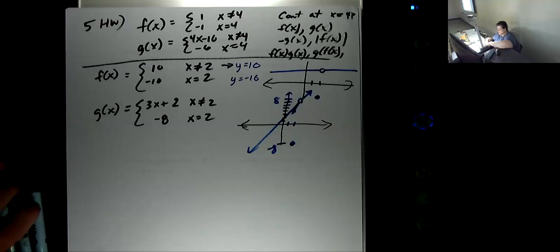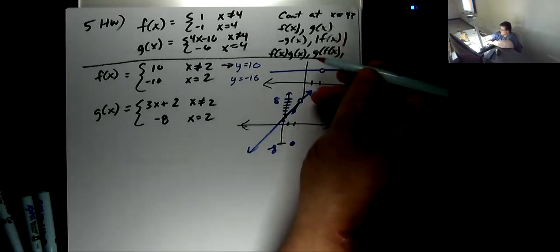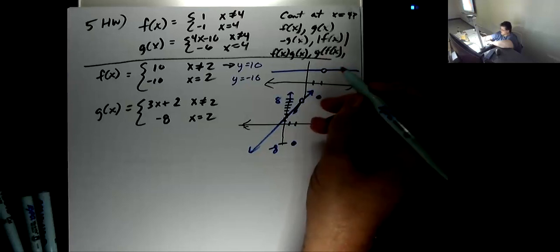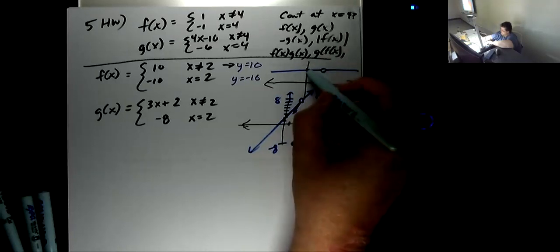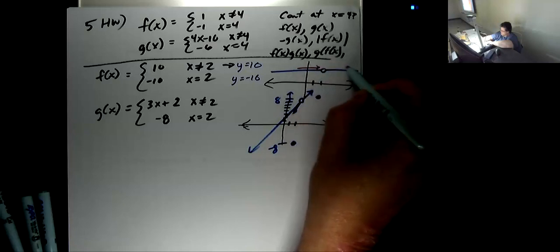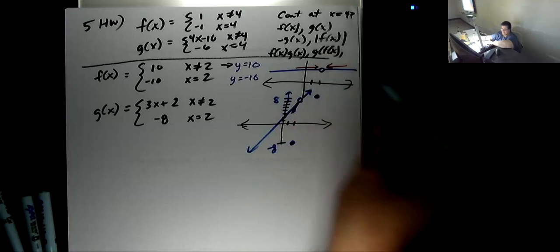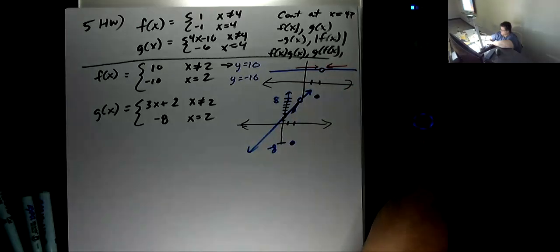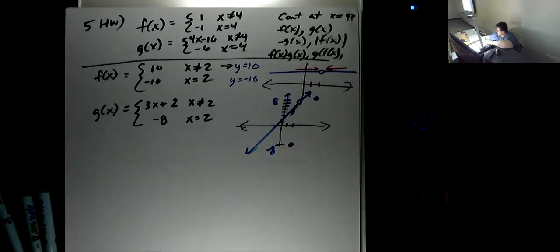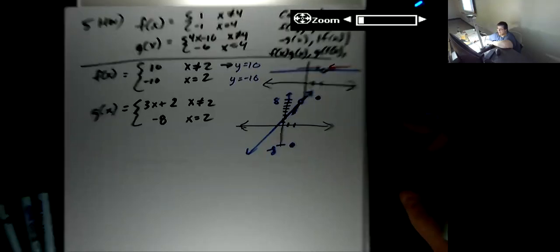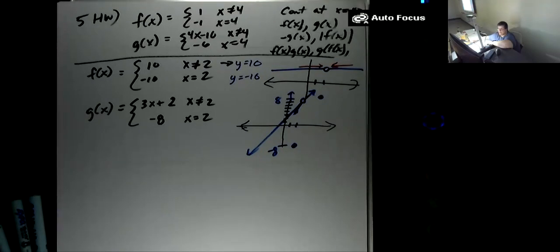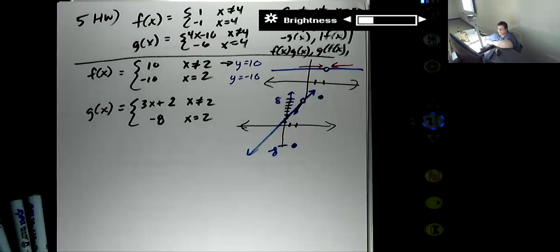Because remember, we're doing limits in this chapter. So for it to be continuous, the limit has to exist going these directions, and it needs to equal the function evaluated at itself. Why is the brightness changing? There we go. So f of x is not continuous, g of x is not continuous.